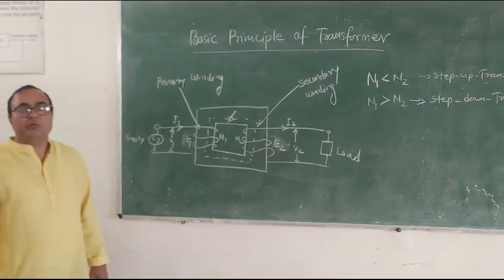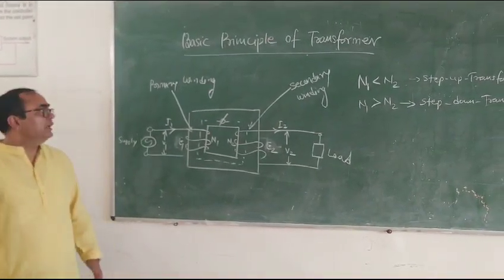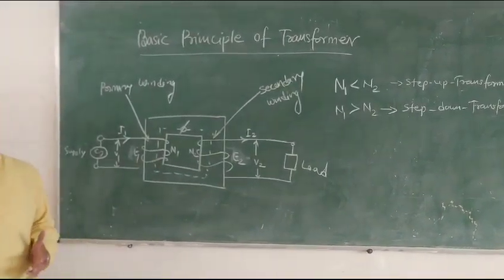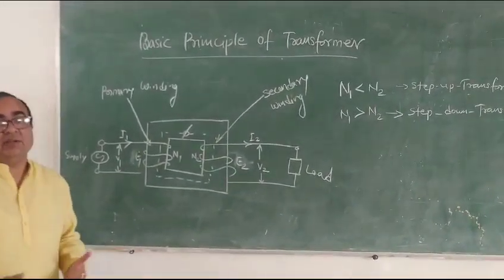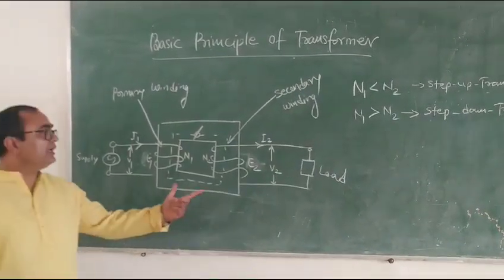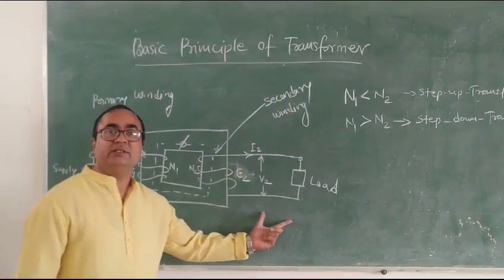Today I am discussing the basic principle of a transformer. A transformer basically has two windings, but the question arises: which is the primary winding and which is the secondary winding? The winding which is connected to the supply is known as the primary winding, and the winding which is connected to the load is known as the secondary winding.